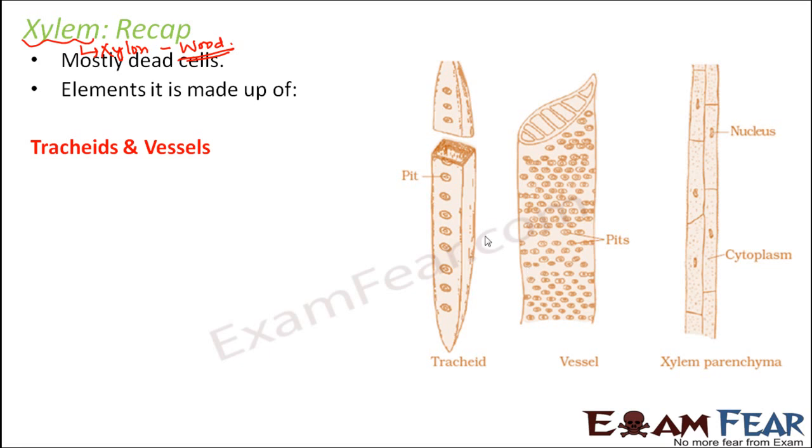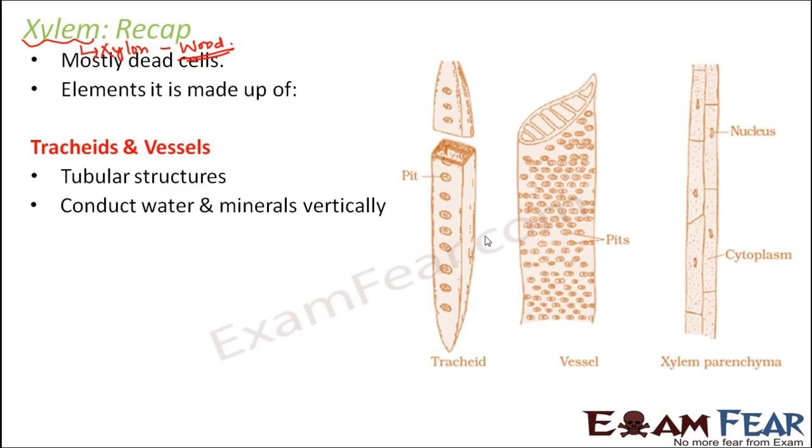So xylem has many such tracheids and vessels which act as the conducting structures. So they are tubular structures. They conduct water and minerals vertically. Because in case of xylem, only one vertical conduction is more important, because the root system of the plant will directly get water from the soil, but all other portions are present above, so the water and minerals need to be conducted vertically upwards. So tracheids and vessels help in doing that.